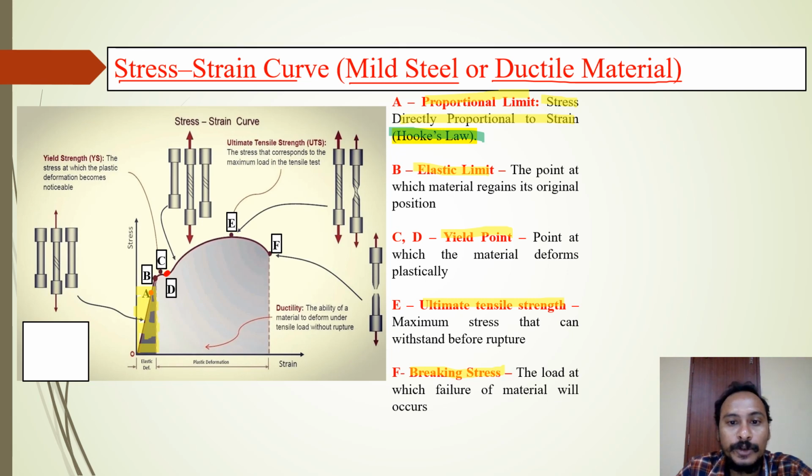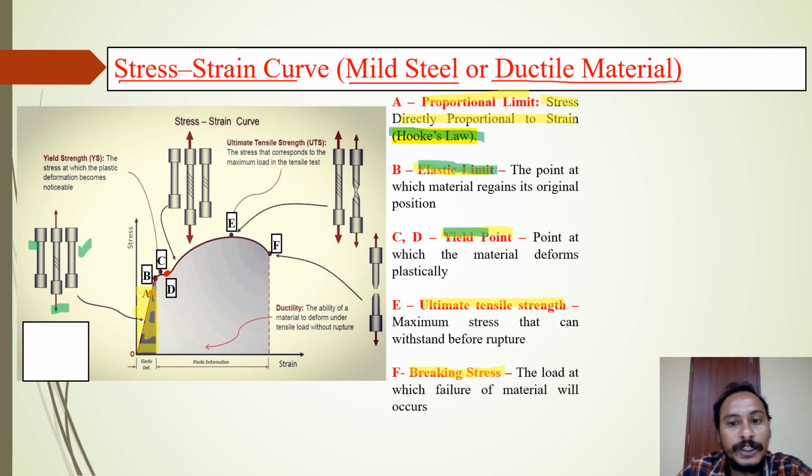And then the next point is the elastic limit. Elastic limit means the point up to which the material will regain its original shape and size after removing the external load. Let us suppose this is our original material, and if we apply the load, it will deform by some length. Once the external load is removed, up to the elastic limit, the material will be able to regain its original shape and size. This will happen up to the elastic limit.